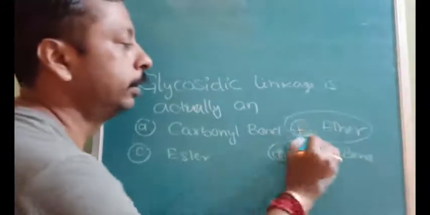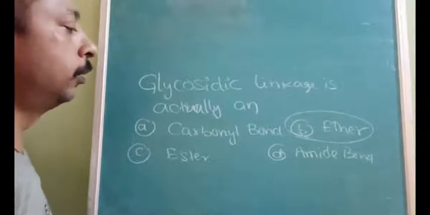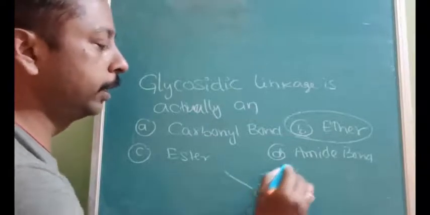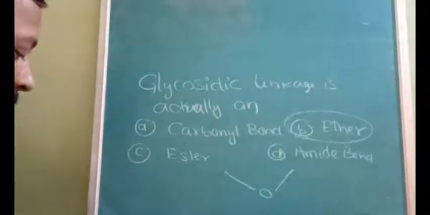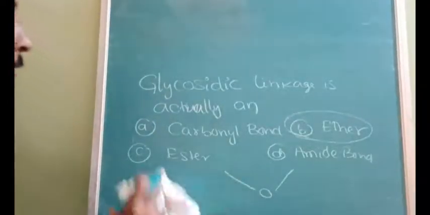The answer is ether. Actually, in glycosidic linkage, two rings are connected through oxygen, so oxygen means it is an ether bond. Is it understood? So shall we go for the next question? I have selected very tricky questions so that you should not get negative marks.